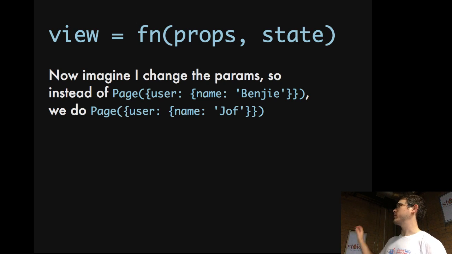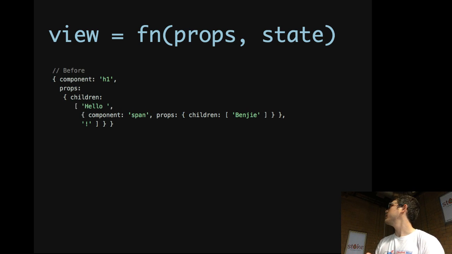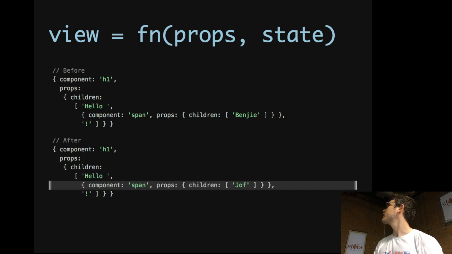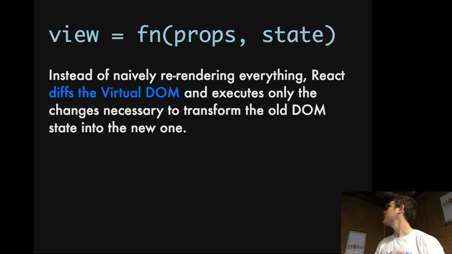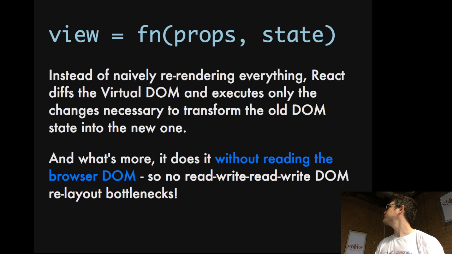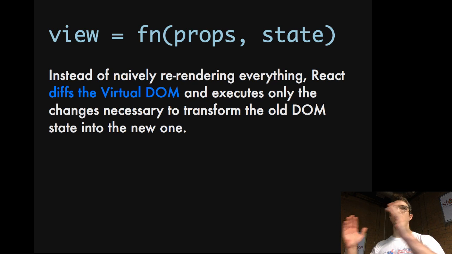I don't want to go all the way through these slides, but yeah, you can imagine changing one of the parameters. You don't need to go and change a view or anything like that. You just call the function with a different value. And we get these different children. And now here's the thing. Instead of naively re-rendering everything, React performs a diff.